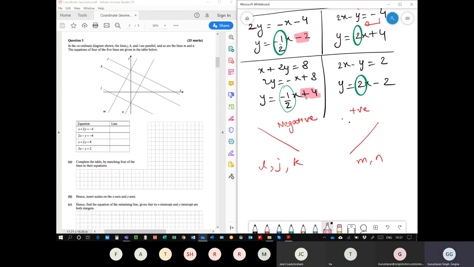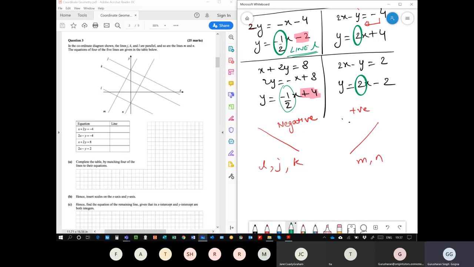Y-intercept. So the y-intercept is plus 4 here and minus 2 here. If you look at minus 2, which line has the negative y-intercept? It's L. You can see out of L, J, K, L is crossing the y-axis from the negative side, isn't it? So we got our first equation. So this is line L. Okay. And the second one is plus 4.